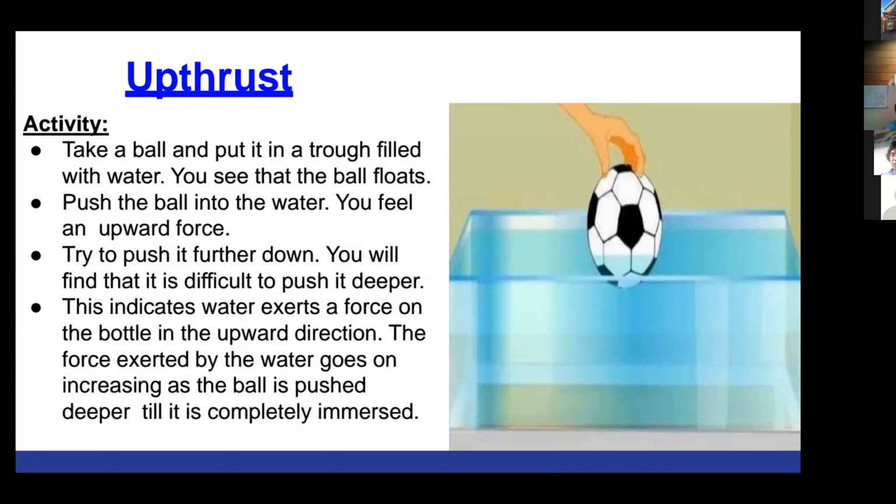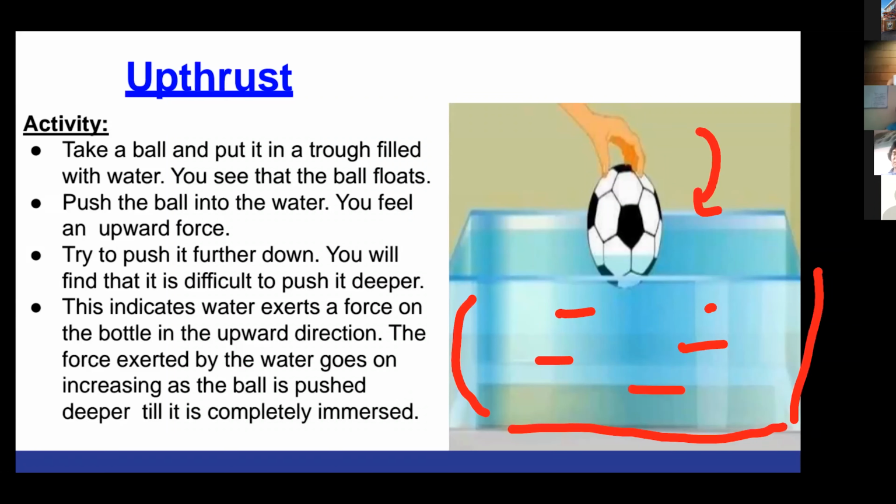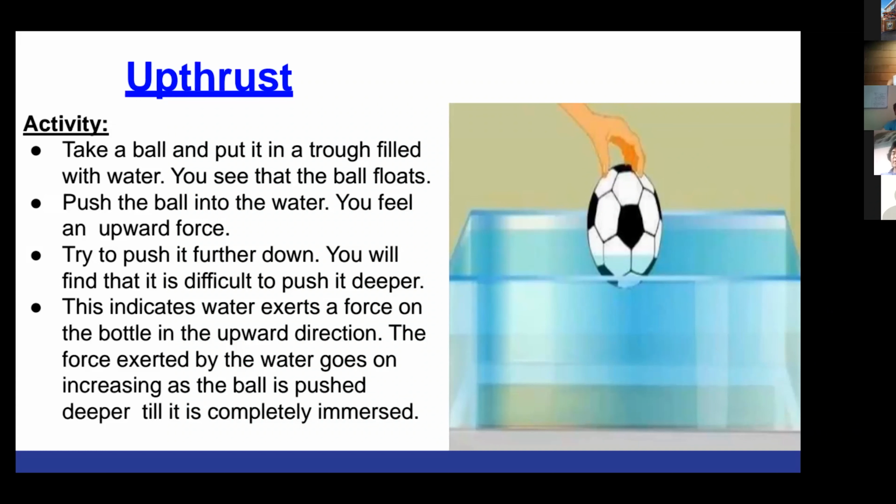Firstly, take a vessel. This container is filled with water. Then put a ball in it. Simply place a ball inside the vessel that contains water. What do you observe? We see the ball remains on the surface of water. The ball doesn't go down into the water, it remains on the surface of water. That is, the ball is found floating on the surface of water.